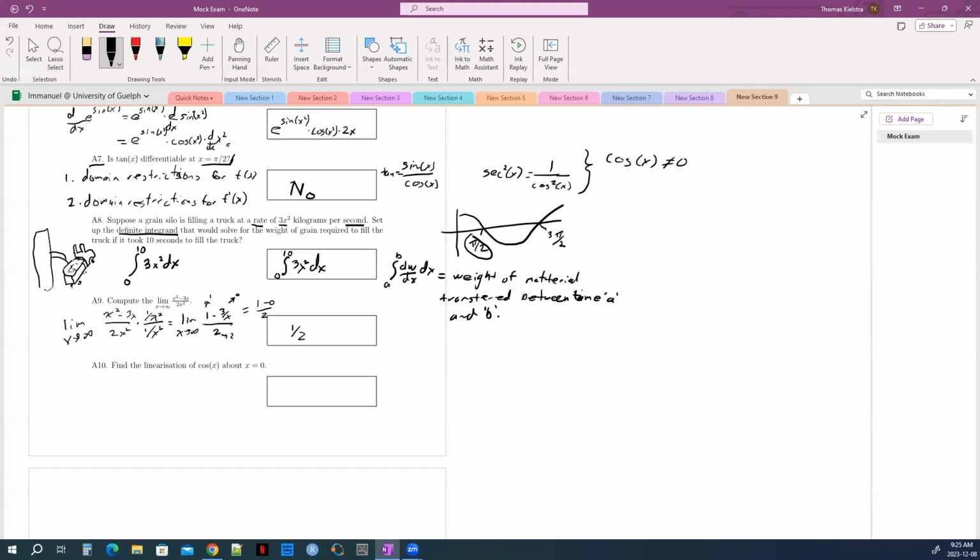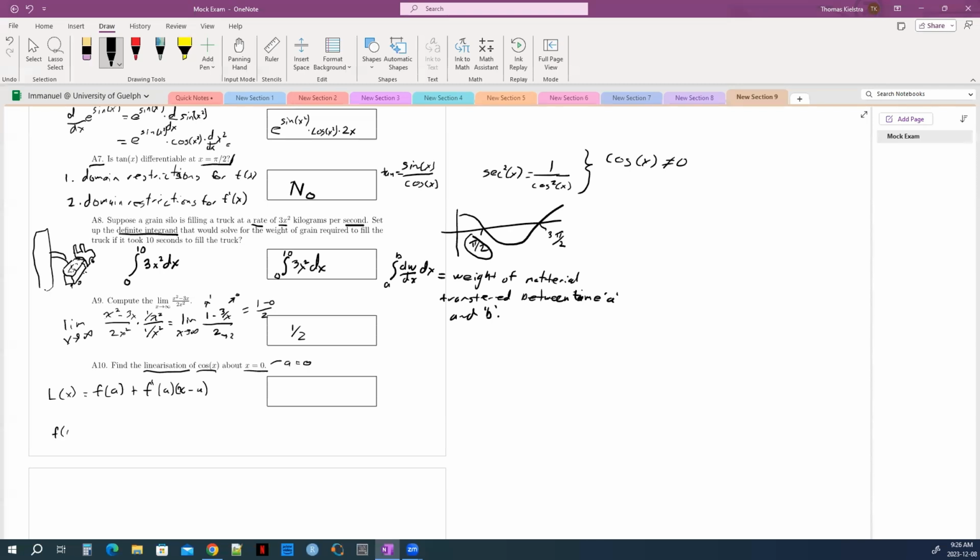And finally, we're going to look at A10. For A10, we're asked to find the linearization of cos of x about x equals 0. What that is asking us to do is create a first-order Taylor approximation for cos of x about x equals 0, or L of x equals f of a plus f prime of a times x minus a. And here, this is telling us that a equals 0.